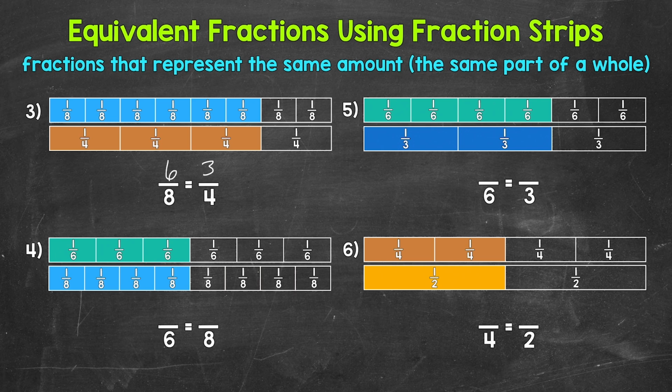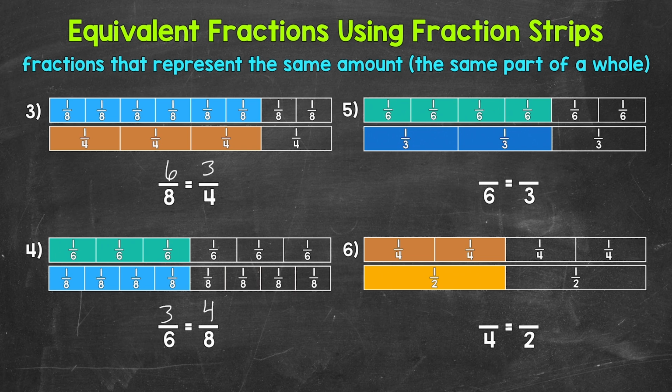6/8 and 3/4 are equivalent. Moving on to number 4, we have a top fraction strip divided into 6 equal parts, and 3 of those parts are shaded. So that fraction strip is showing 3/6. And that's going to be equivalent to how many eighths? Well, the fraction strip below has been divided into 8 equal parts, and 4 are shaded. So 3/6 is equivalent to 4/8.